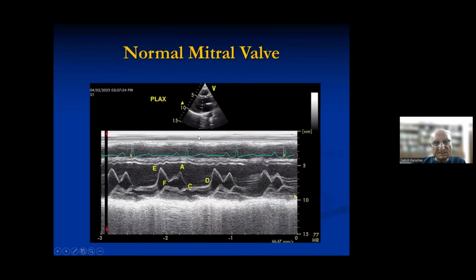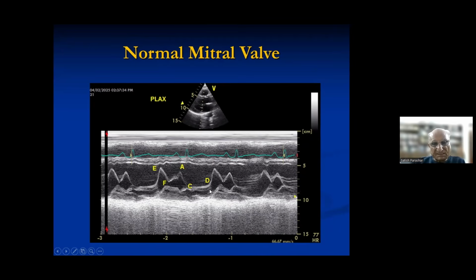Now see, this is just an M mode, just to tell you about the anterior mitral leaflet and the posterior mitral leaflet. The anterior mitral leaflet goes anteriorly and the posterior mitral leaflet goes posteriorly. Now you see they are going in different directions. One important sign of mitral stenosis is that the cusps are fused and they move in the same direction.